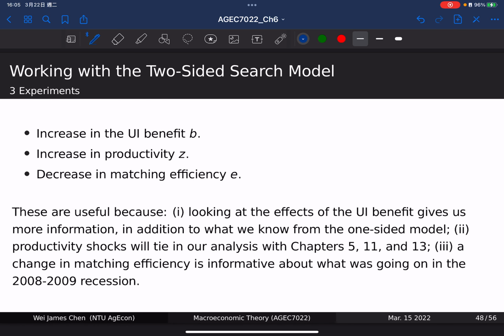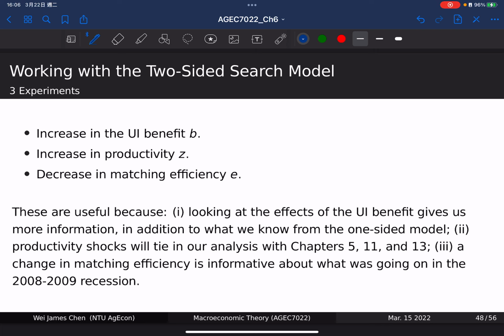Okay, now I'm gonna do 3 different exercises or experiments. I'm going to increase the UI benefit B and see what happens in this model. And then I will see what happens if we increase the productivity Z, and what happens if we decrease the matching efficiency.